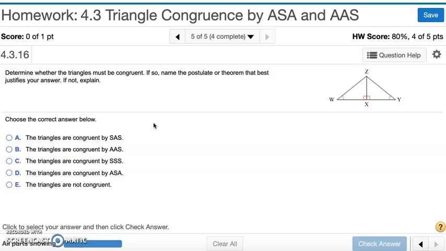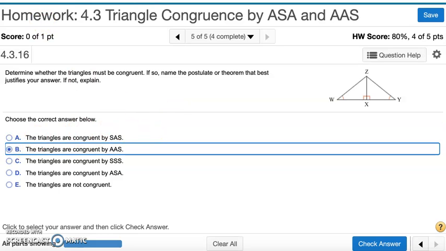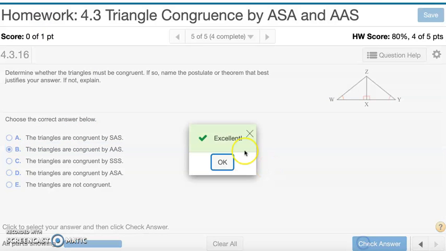Number 5, determine whether the triangles must be congruent. If so, name the postulate or theorem that best describes your answer. Looking at our picture, we have two angles that are congruent to each other and a common side that's equal to itself. So looking at the pattern, we have angle, angle, and side. So your answer is going to be angle, angle, and side. And that's number 5.